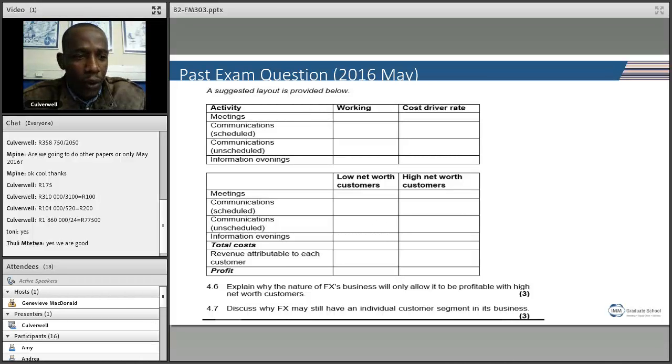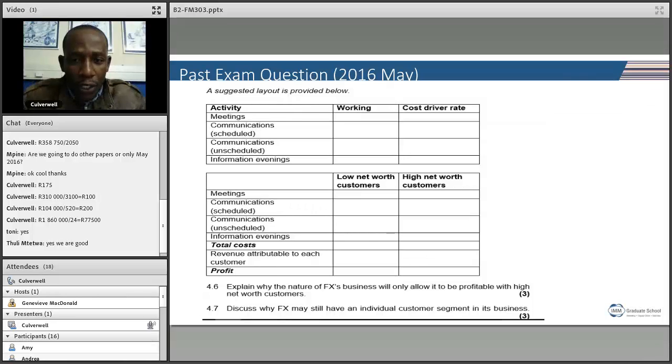And then we now want to go and do the allocation of these indirect costs to our 2 customers, and thereof we then calculate the net profit that each customer is making for us as company FX. Okay.